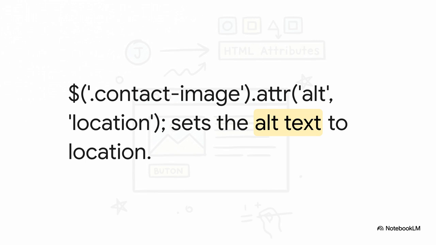So we aren't just removing the alt text anymore, we are reaching in and forcibly changing the alt text of that map image to say location. And the real beauty of this? You don't even need to remove the old attribute first. If an alt attribute already exists, this method just smoothly overwrites it.